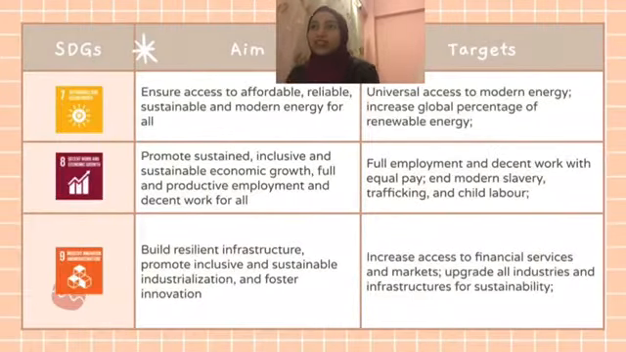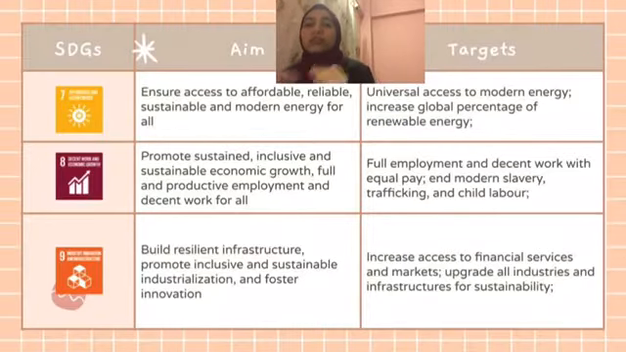The seventh SDG is for affordable and clean energy for all. Yet again, the aim for this goal is to ensure access to affordable, reliable, sustainable, and modern energy for all. And the target for this goal is to have universal access to modern energy and to increase the global percentage of renewable energy.